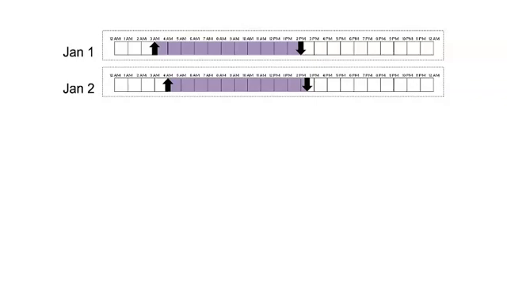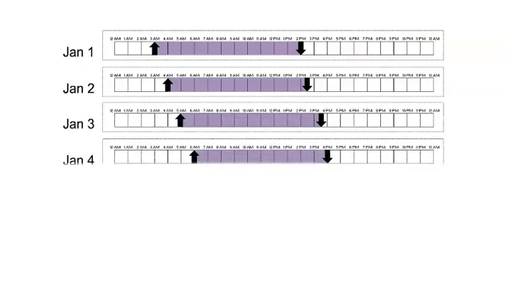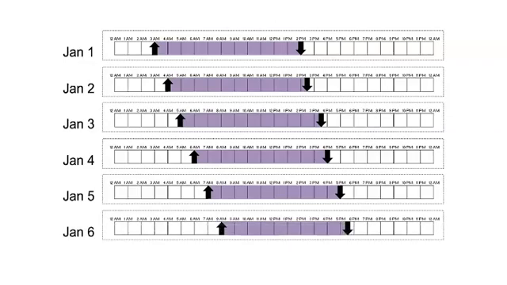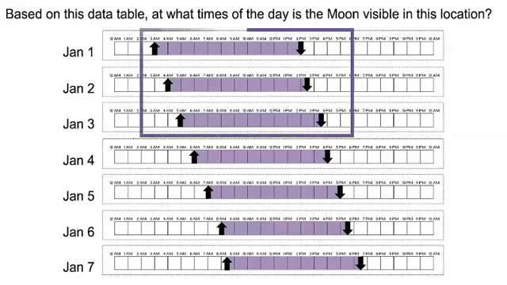We have been trying to determine when the moon is visible in the sky. We looked at some data, but in order to notice patterns, I think we need to analyze more data. Let's add the moonrise and moonset times for January 3rd, January 4th, January 5th, January 6th, and January 7th. Based on this data table, at what times of the day is the moon visible in this location? I think the moon is visible between the early morning and early afternoon for the first few days of January.